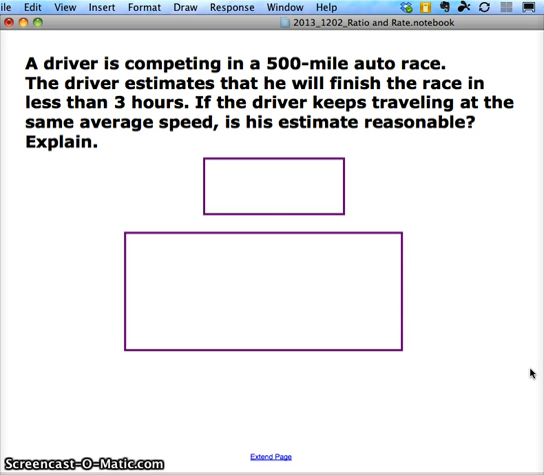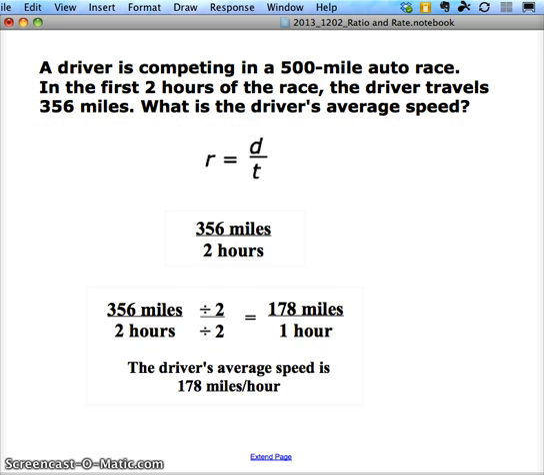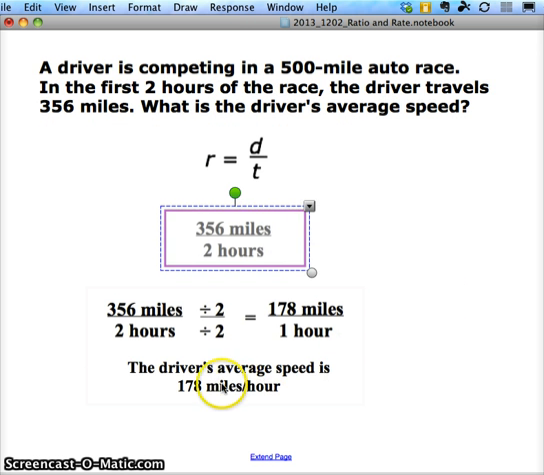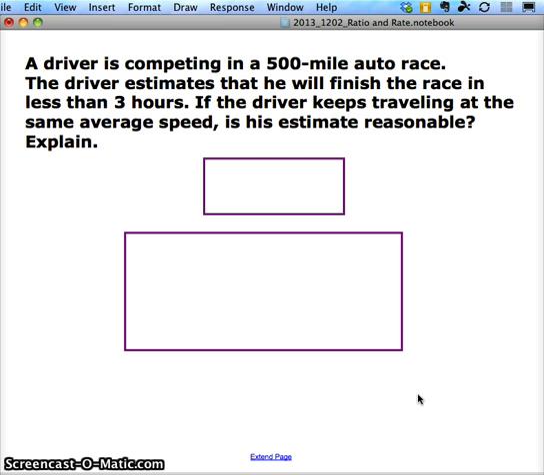So this is the same driver, same race, and he's competing in this 500-mile auto race, and he's making an estimate. He figures after he did the 2 hours, he's like, oh, I'm gonna finish the race in less than 3 hours if he's traveling at the same average speed. Is this reasonable? Well, let's go back just to make sure you remember that his average speed is 178 miles per hour. I want you to use that information here. So what is your rate? Your rate is 178 miles per hour.